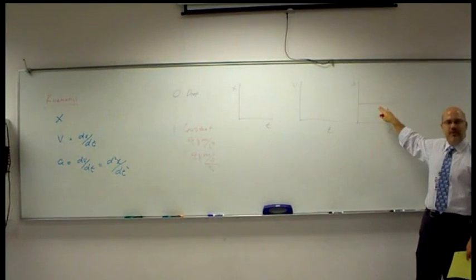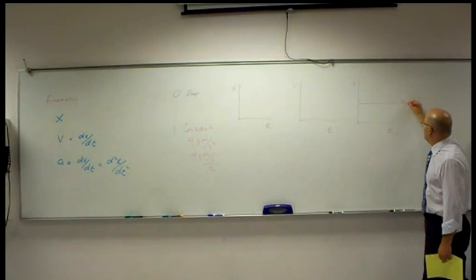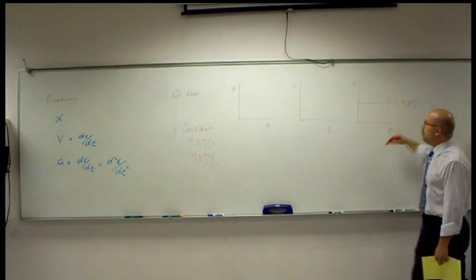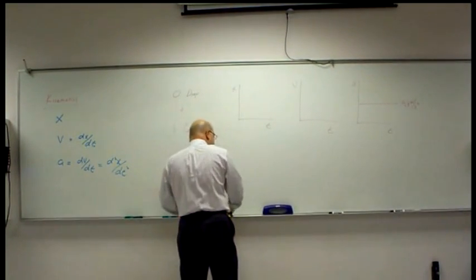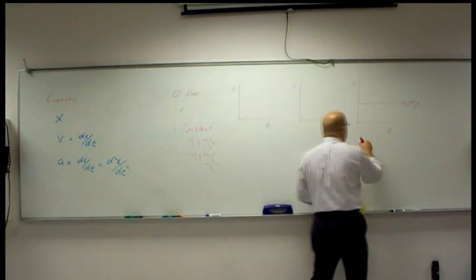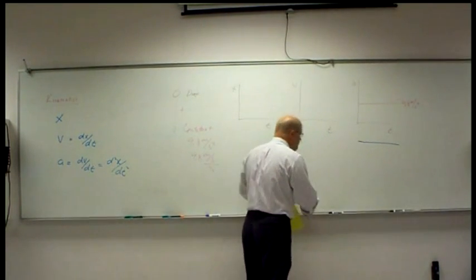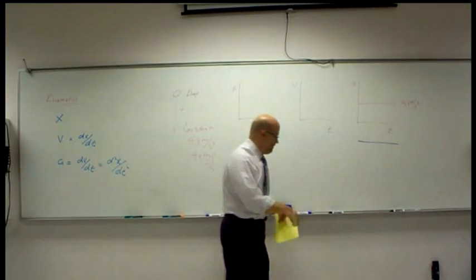Now we've made an assumption. What's our assumption? Yeah, we've assumed down is positive, okay? Now, if you don't assume down is positive, then your graph will look like this, okay? At negative 9.8.